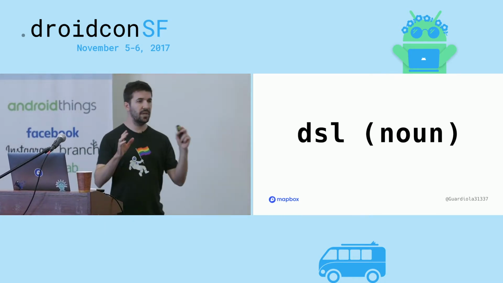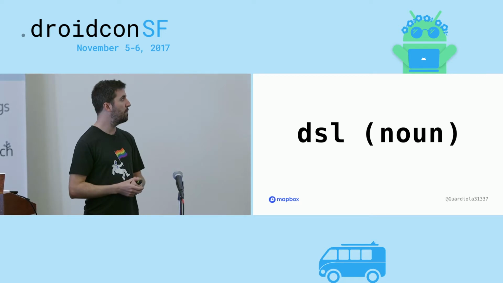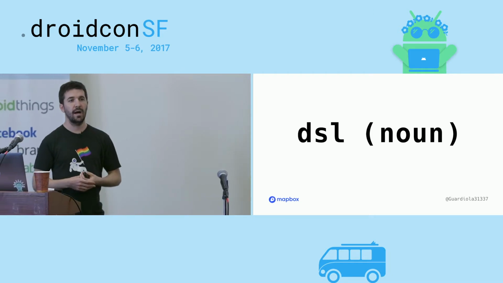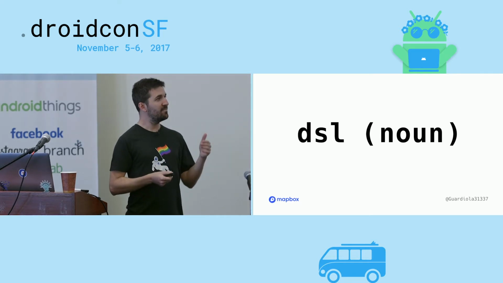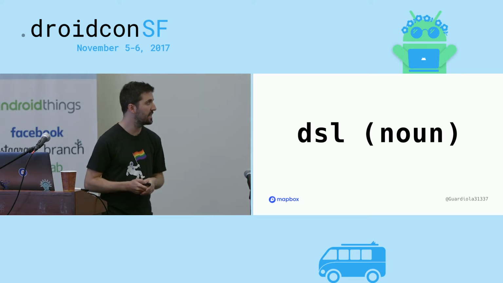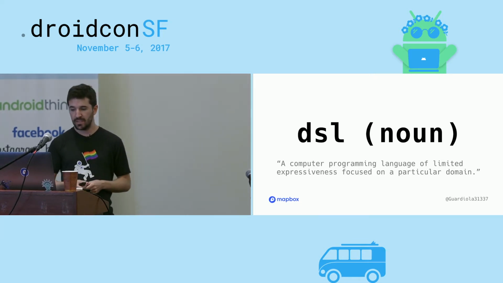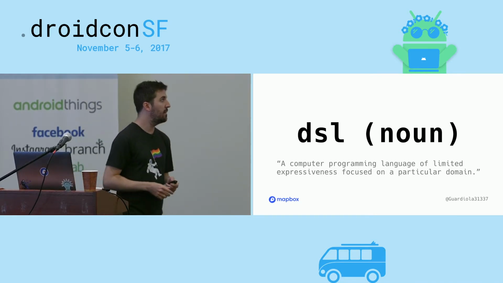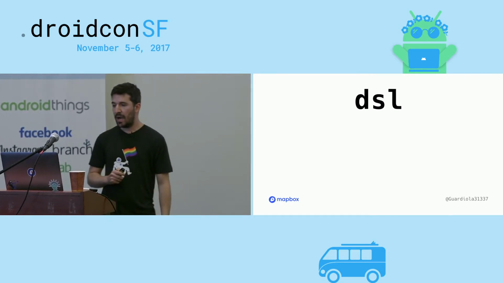First of all, to be all on the same page, let me quickly review the formal definition, and then you will see why I took the steps that I took to build the DSL. So a DSL is a computer programming language of limited expressiveness focused on a particular domain. Let's review each part of this definition.